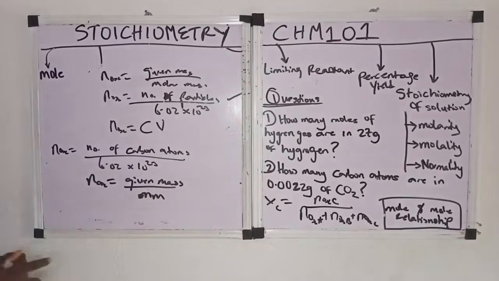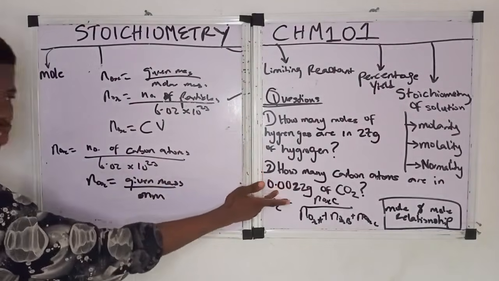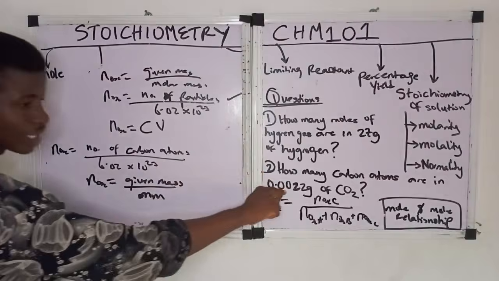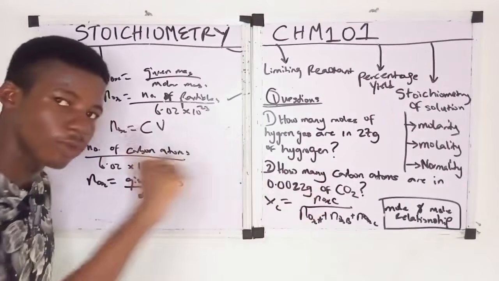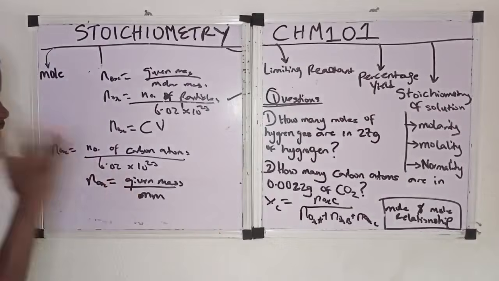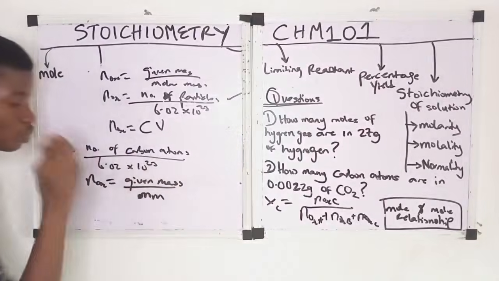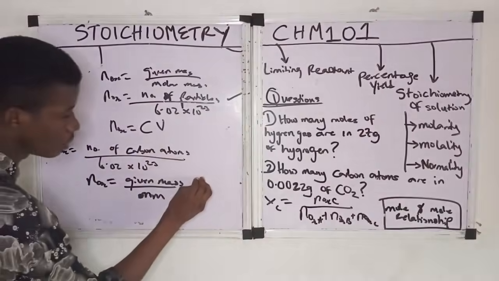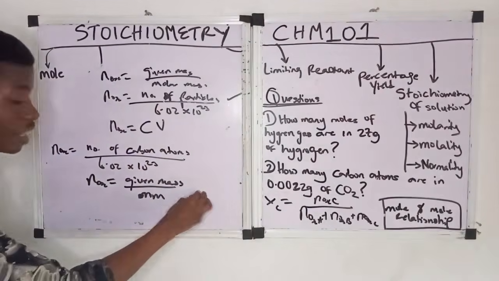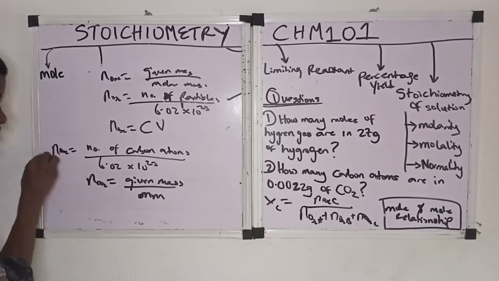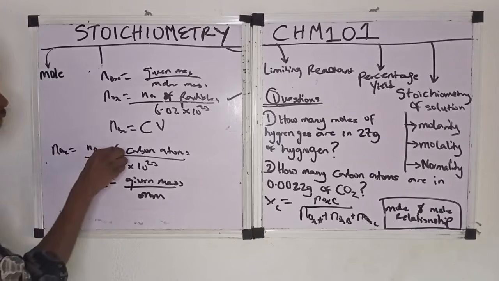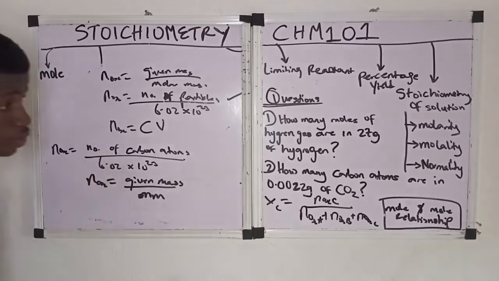Now, where is the given mass of carbon? If you look at this question, they didn't give us the mass of carbon. They gave us the mass of carbon dioxide. Had they given us the mass of carbon, we would just put the mass of carbon here divided by the molar mass of carbon to get the number of moles. Then we take the number of moles here, cross multiply, and get our number of carbon atoms. So what are we going to do?